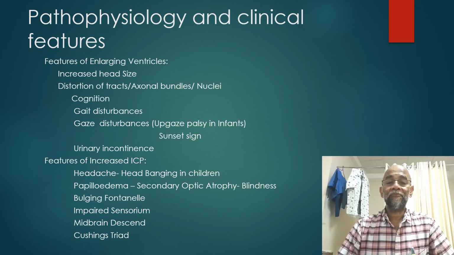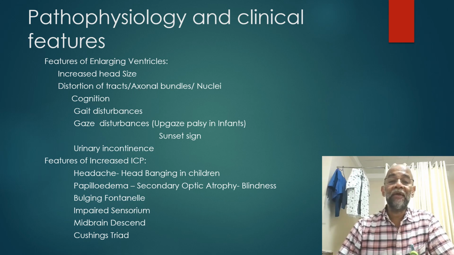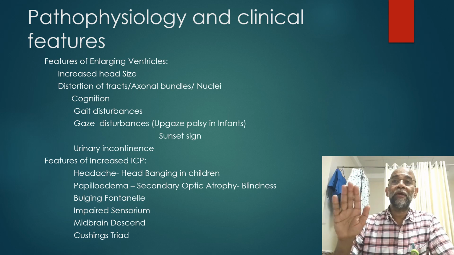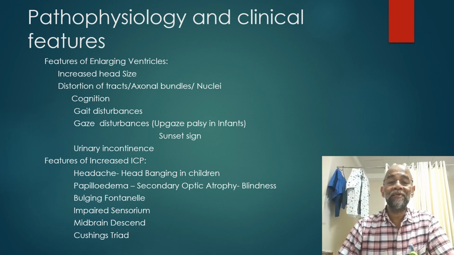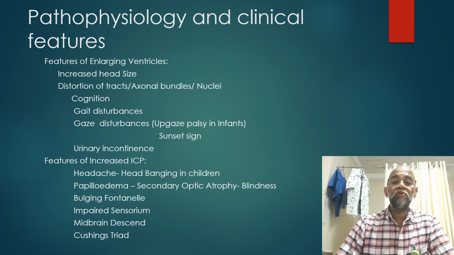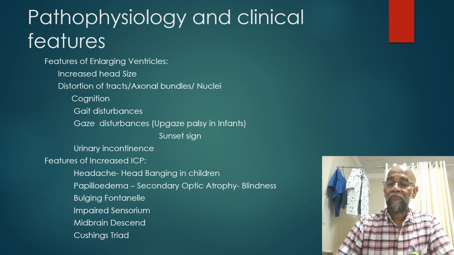Cognition can be affected, gait disturbances can occur, and gaze disturbances like up-gaze palsy, which results in a classical sign called the sunset sign, might be present. Urinary incontinence also occurs because of neuronal or tractular distortions.